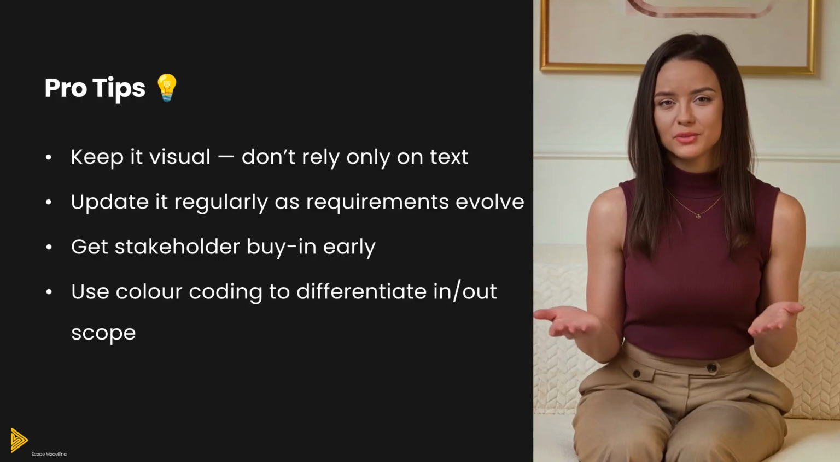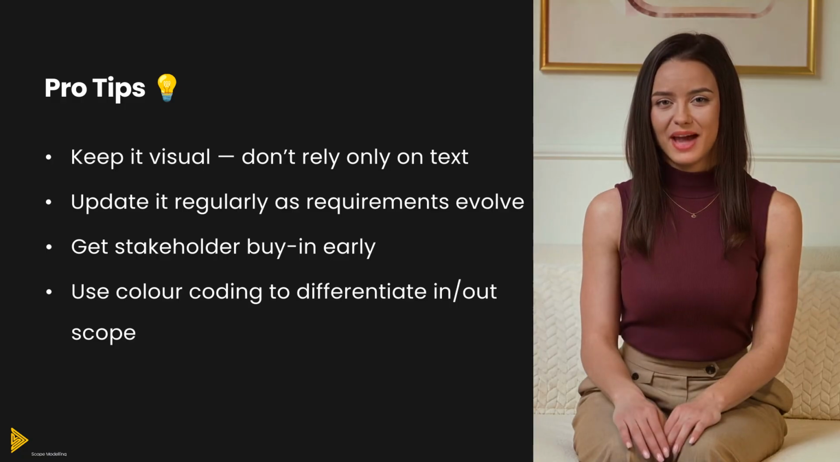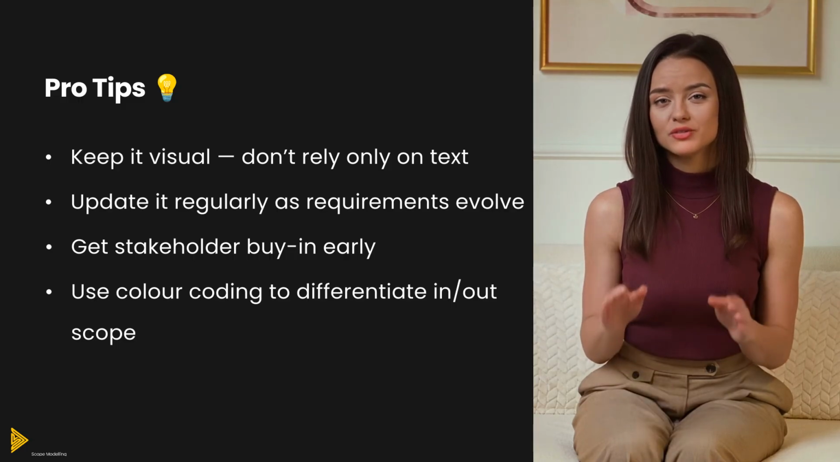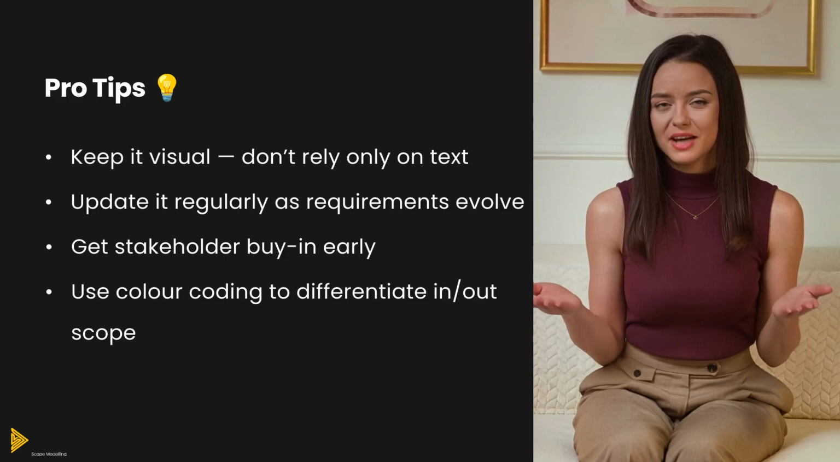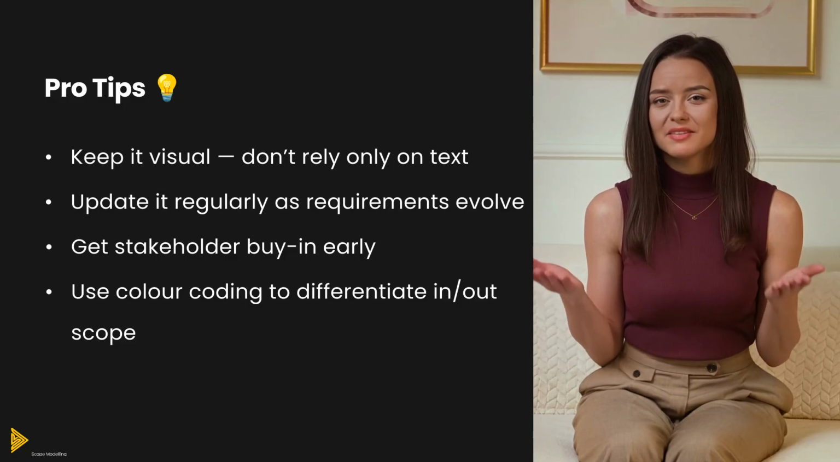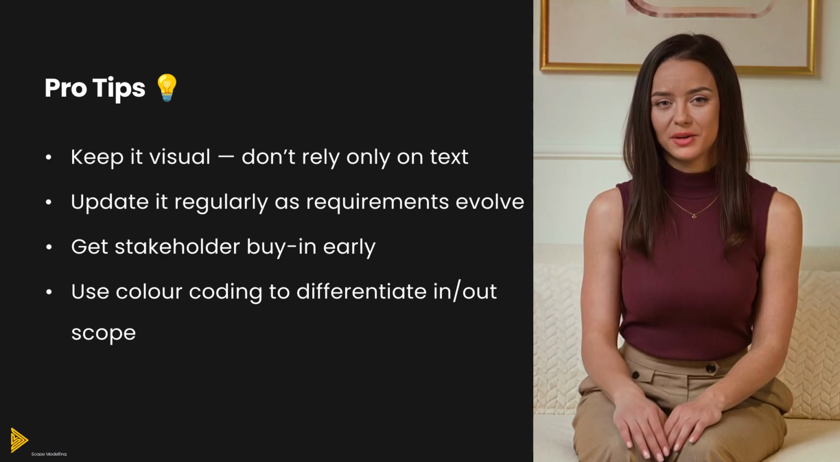Quick tips to level up your scope modeling. Keep it visual. Diagrams beat text every time. Update it regularly as requirements evolve. Get stakeholder buy-in early. Visual agreement is always stronger than long email chains. And color code your in-scope and out-of-scope sections for instant clarity. A clear, living model keeps everyone aligned and cuts down on endless questions later.